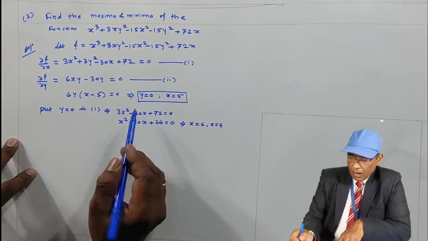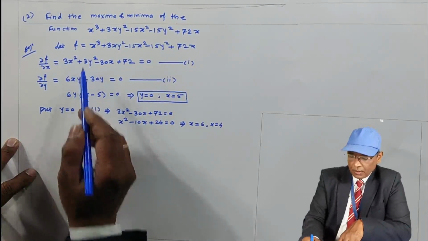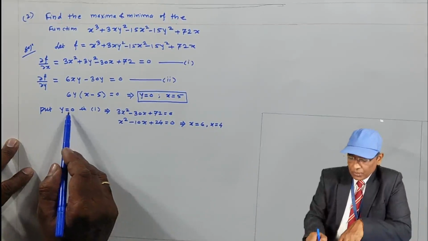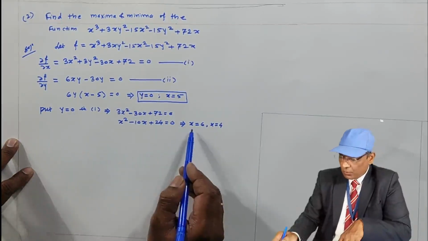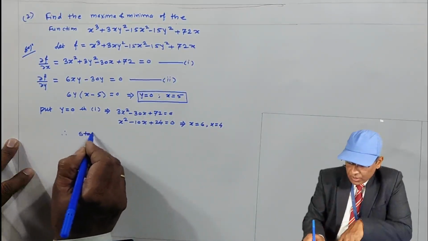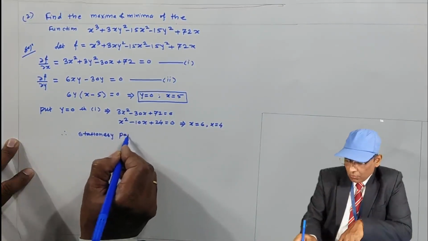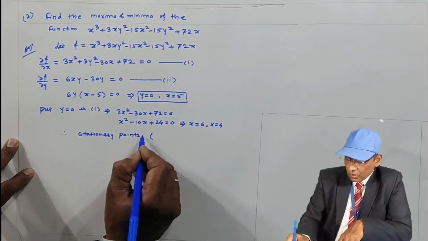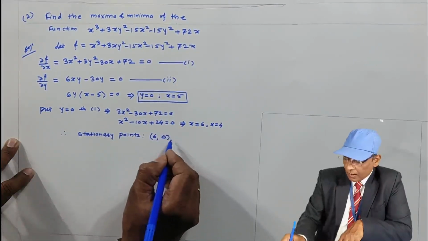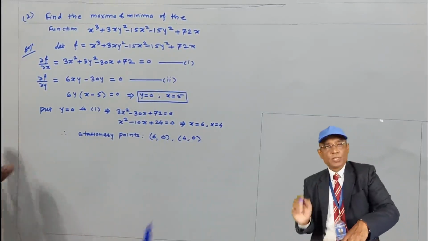Once again, I am putting y equal to 0 in this equation. We obtain two values of x. Means what is the input? Input is y equal to 0, and what is output? Output is 6 and 4. Therefore stationary points for y equal to 0 will be, in ordered pair, x is 6, y is 0 and x is 4, y is 0. For y equal to 0, these two are stationary points.